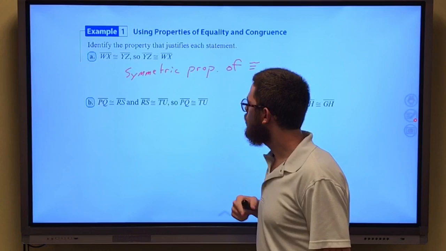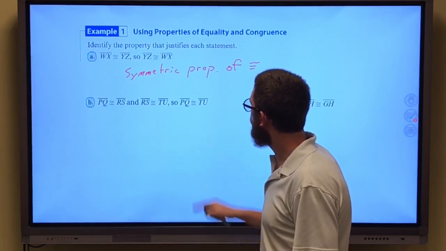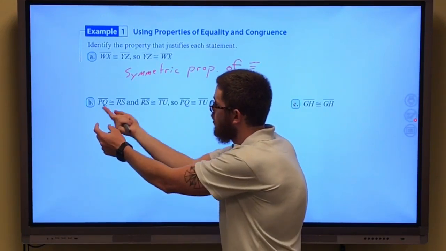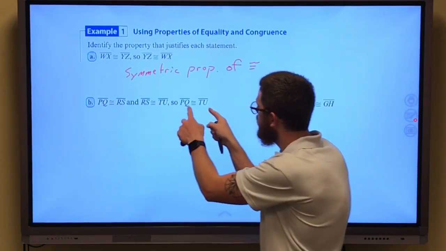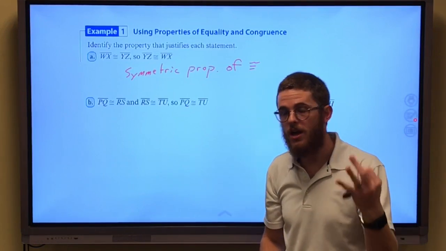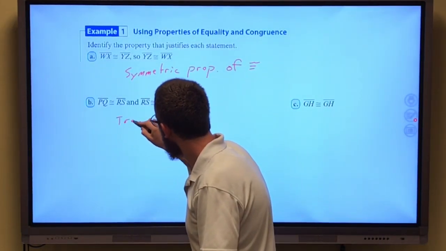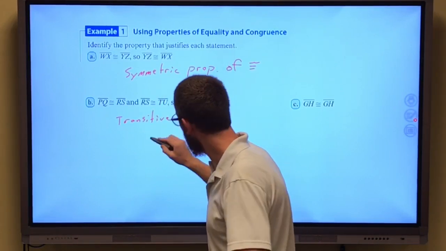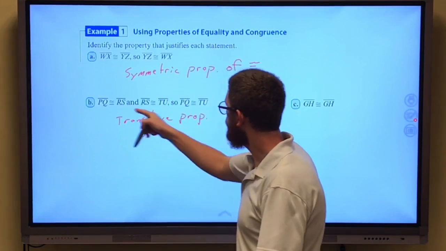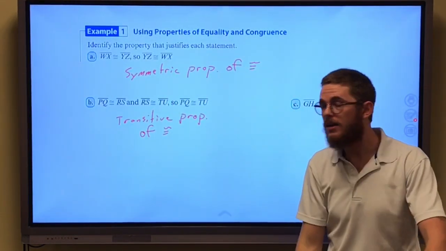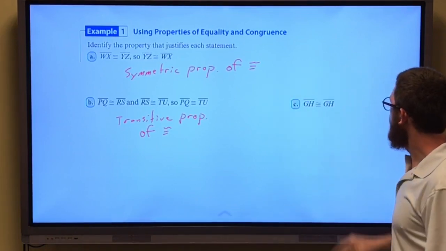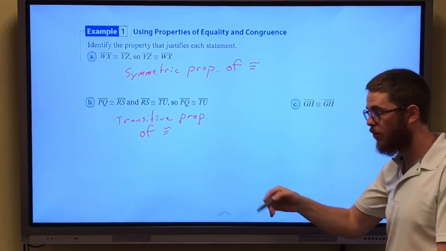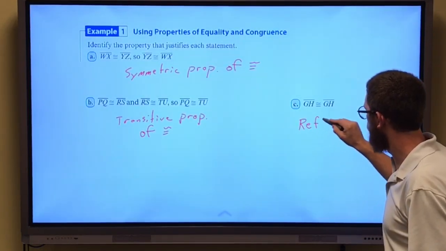B, PQ is congruent to RS. RS is congruent to TU, so PQ is congruent to TU. Well, we were relating two things to RS, so that means that PQ must be congruent to TU. There's three objects there. This is the transitive property of congruence. If we were using equal signs right there, it would be the transitive property of equality, but we're using congruency symbols. Finally, GH is congruent to GH. Well, one object, something is congruent to itself, it's using the reflexive property.